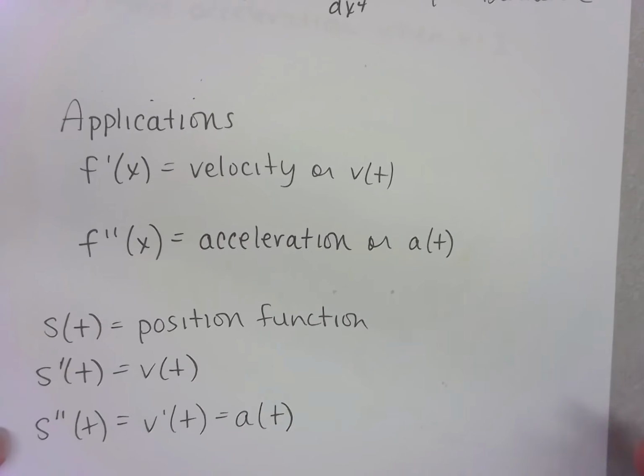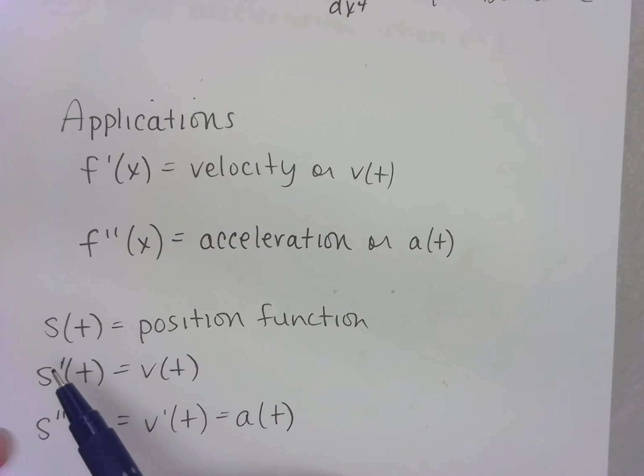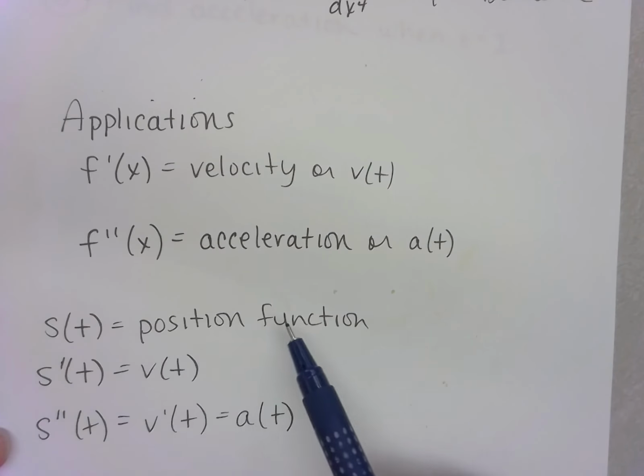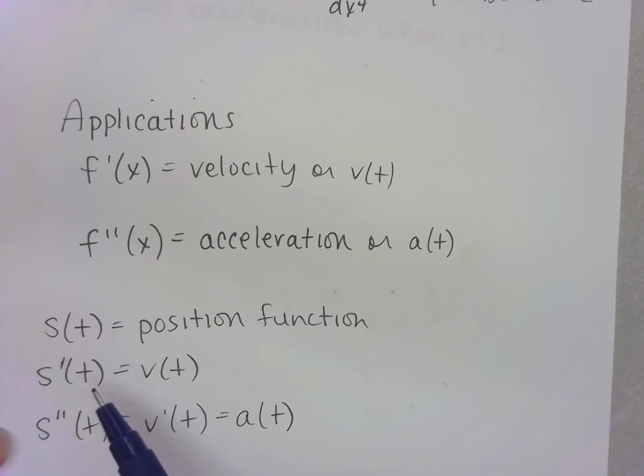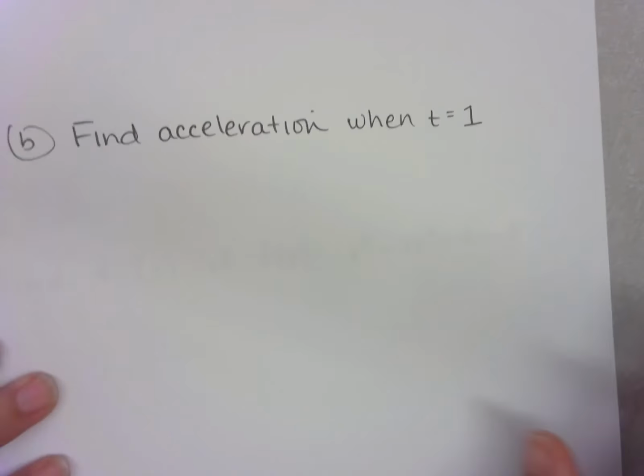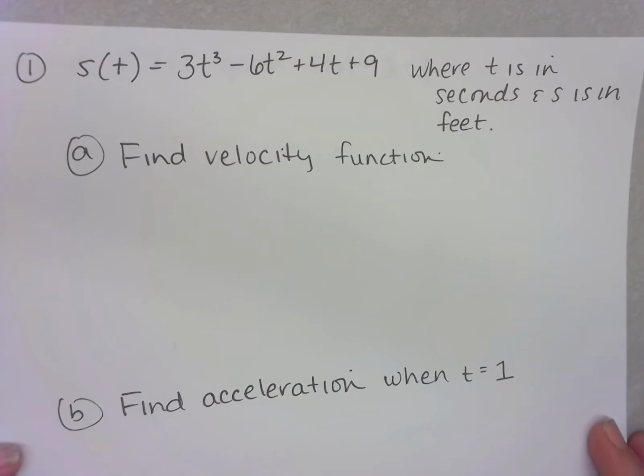So the general rule of thumb, these are the ones that we use the most often. If s of t is a position function, then s prime of t is the velocity function. We just call it v of t. s double prime could also be called v prime, which is equal to the acceleration function. So these are different ways that we can say the same things. All right, so let's start out with an example of a position function.